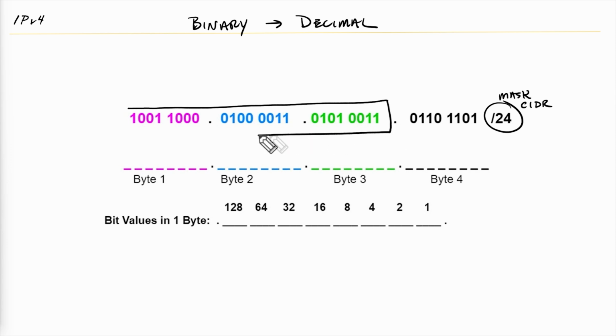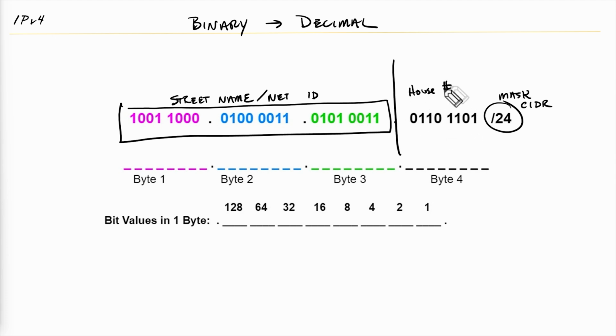These first 24 bits represent the street name or the network ID, because the network ID very much is like a street name. And because the mask said the dividing line ends at the first 24 bits in, that means these 8 bits over here on the right-hand side are like the house address, or the house number, or the host ID in the case of an IP network. So the question is, if you ever needed to, for any reason, convert these binary numbers over to decimal, how do we go about doing that?